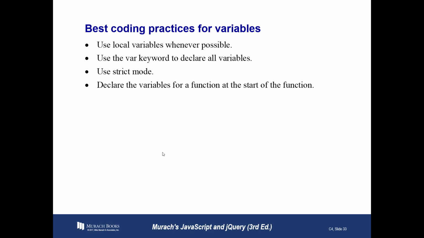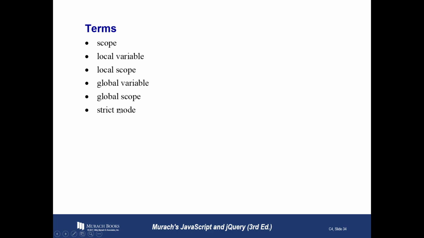So best coding practices: use local variables whenever possible. Local variables are variables that are defined inside of a function, so they're local, or they're only known to that function. When you declare all variables, use the var keyword. Use strict mode. You just saw that right now. Declare variables for a function at the start of a function. Be consistent.